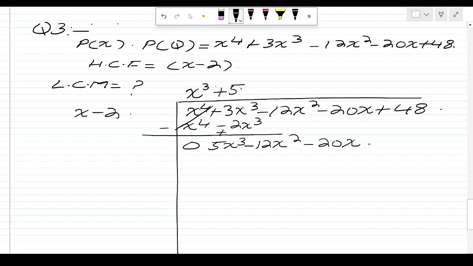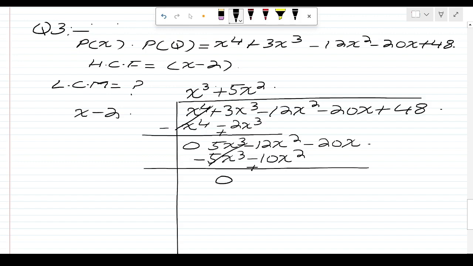So I will write 5x square again. Now 5x square is in the quotient, it will be multiplied with x and negative 2. So that leaves us with 5x cube. I will write 5x cube here, and 5 twos are 10, negative 10x square. Then the sign will be changed. I will add the line, so they both will be cancelled. We will get 0. So minus plus is minus. So we will have negative 2x square minus 20x.